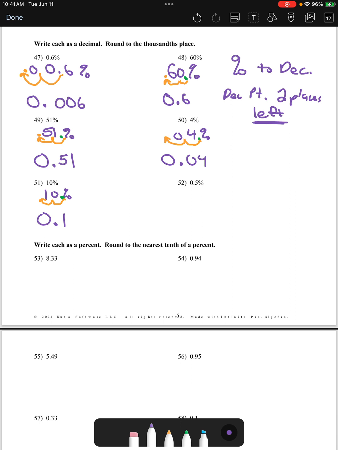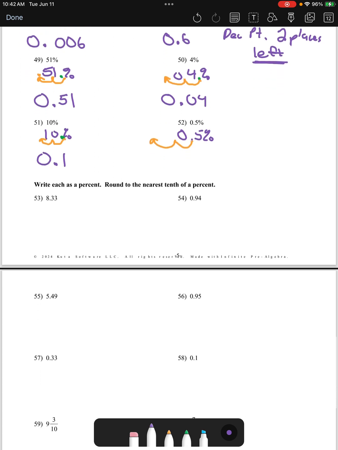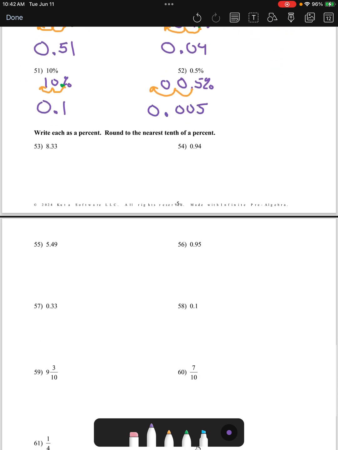10% has an invisible decimal point. 2 places left, we'll move it in front of the 1 to become 0.1, or 0.1 as the proper final answer. And 0.5%, we can see the decimal point, so 1, 2 places, fill in our gap, and always put an extra 0 in front of our decimal point. 0.5% is the decimal 0.005.